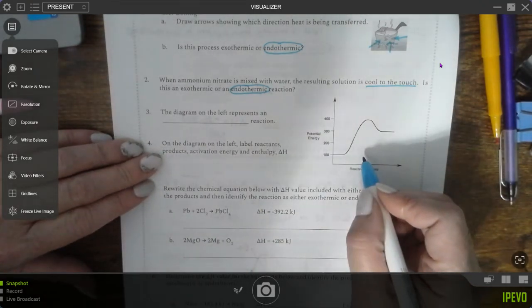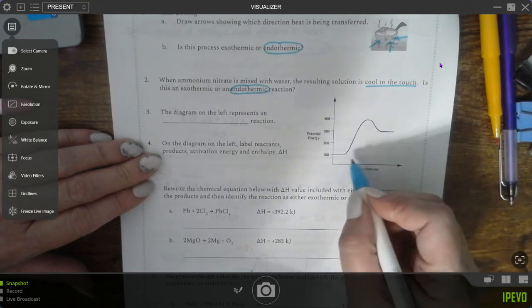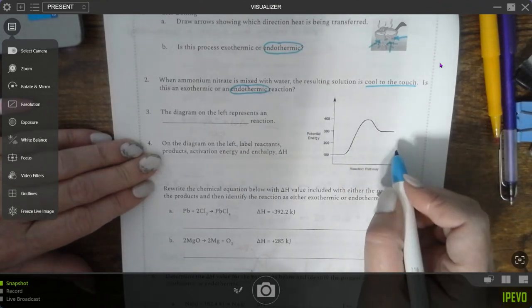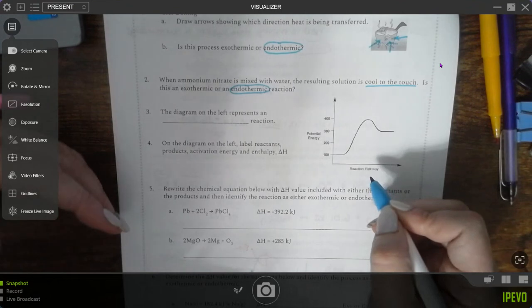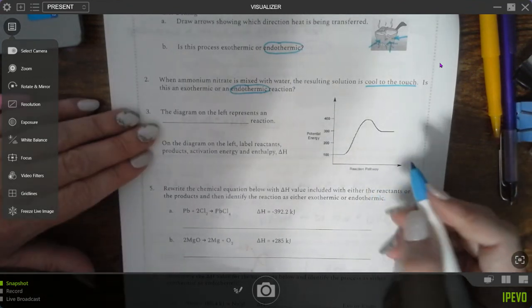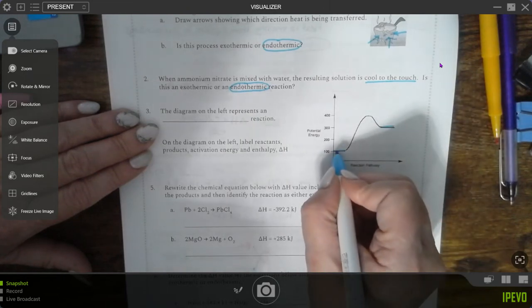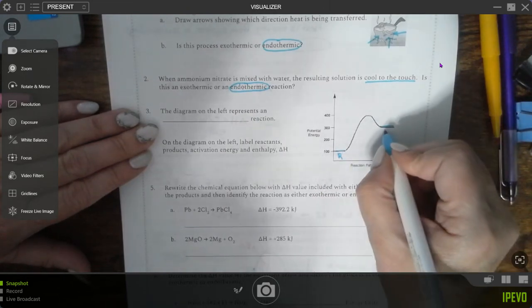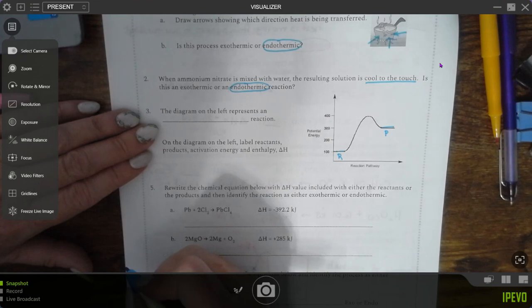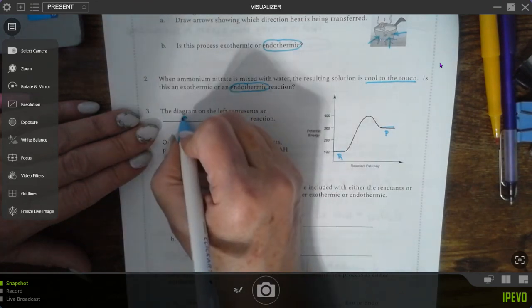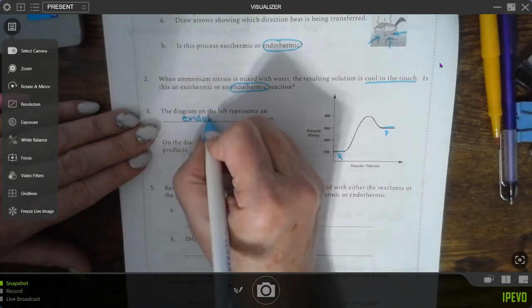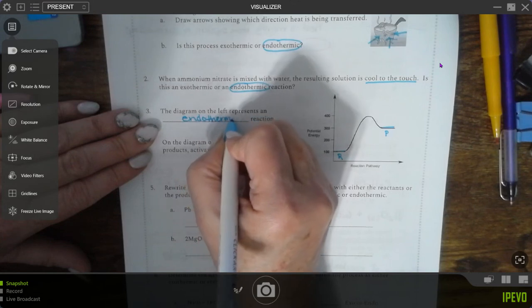Here's a great example of what I mean when I want you to be able to look at an enthalpy diagram and tell me, is it exothermic or endothermic? In this case, the energy level of the reactants is lower than the energy level of the products. So this is an endothermic reaction.